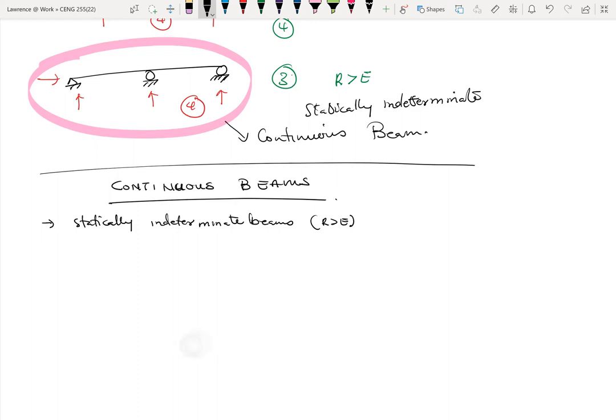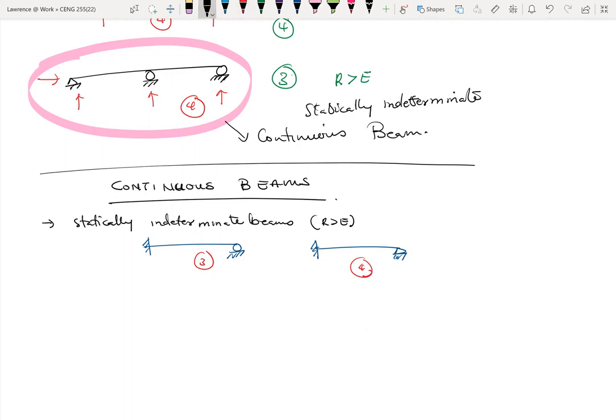Some examples are what we just looked at above. More examples could be this. These are statically indeterminate beams. There are four unknown reactions, and we only have three equilibrium equations. More examples: this has three, and this has four unknown reactions. Then the case above also has four unknown reactions.